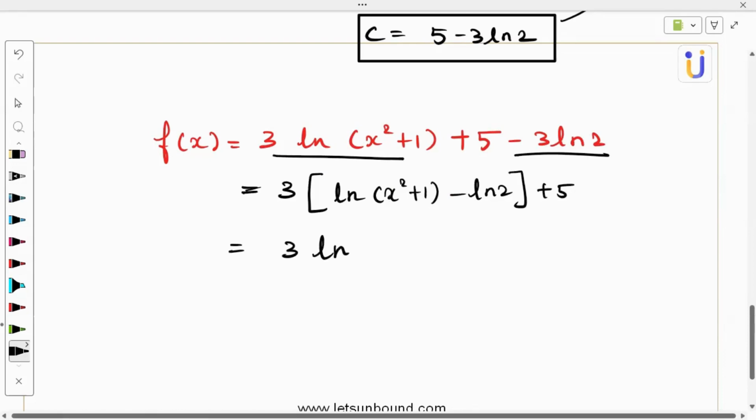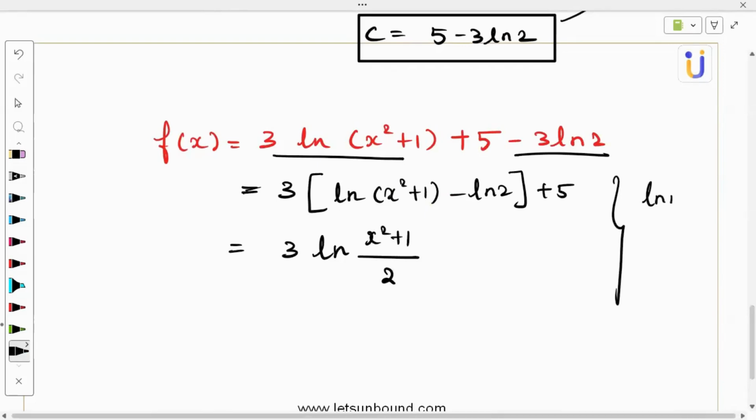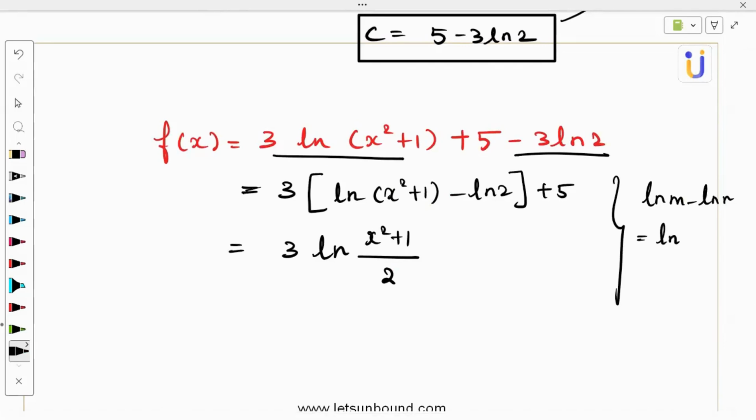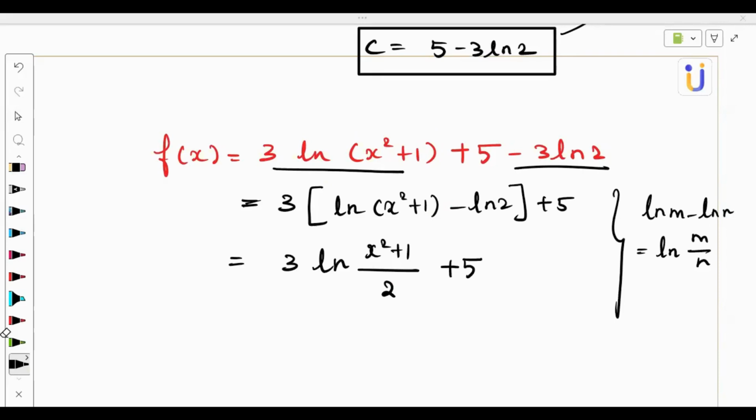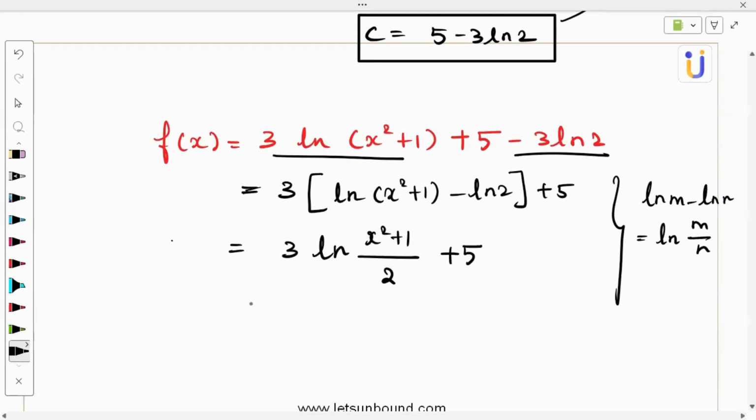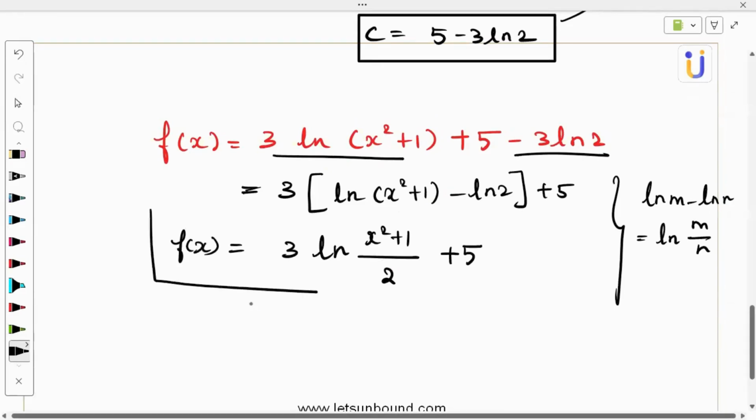ln m minus ln n, that difference rule will go like ln of x square plus 1 by 2. This is the rule I have applied: ln m minus ln n equals, if you want to condense this, ln of m by n. So that's simple. We have simplified this, and this is the desired f of x, in complete form.